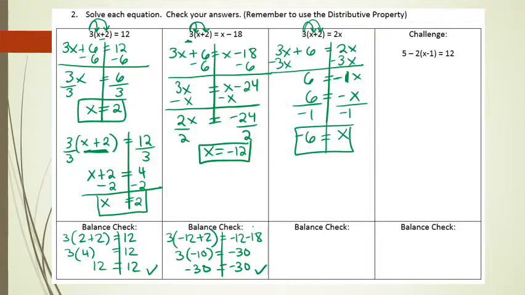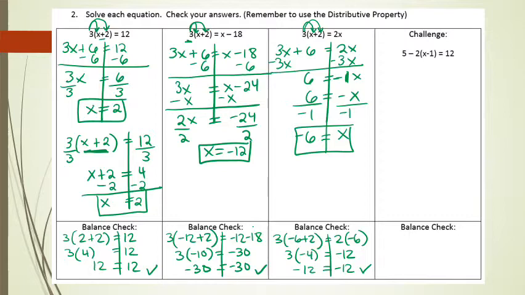So let's check in our equation. 3 times negative 6 plus 2 equals 2 times negative 6. So 3 times negative 6 plus 2 is negative 4. 2 times negative 6 is negative 12. And 3 times negative 4 is negative 12. So our equations balance, we're good.